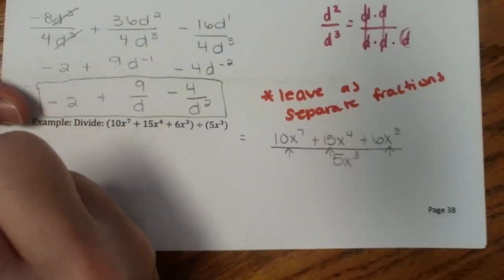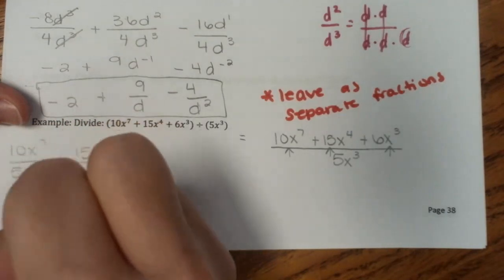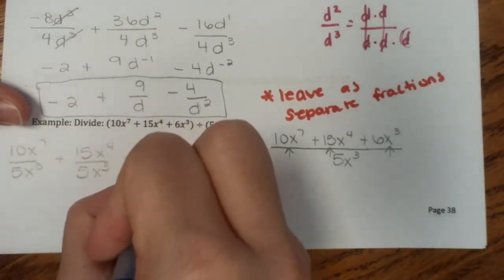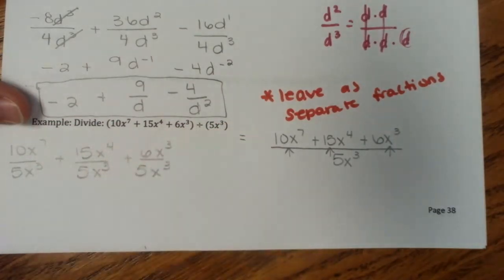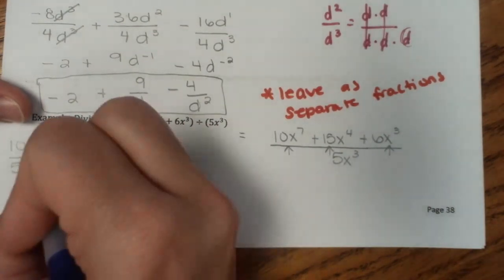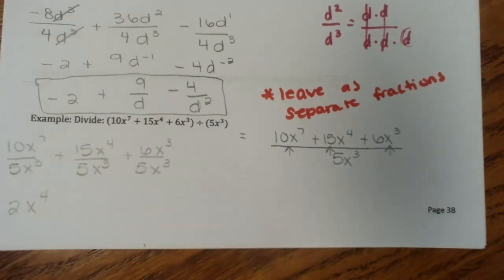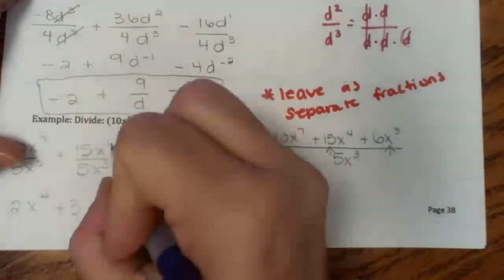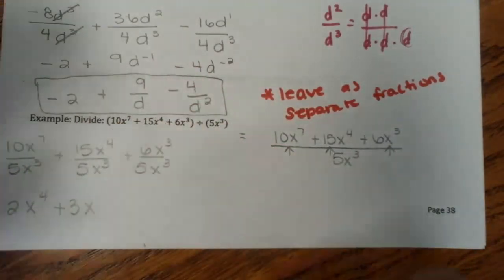10x to the 7th divided by 5x cubed plus 15x to the 4th divided by 5x cubed plus 6x cubed divided by 5x cubed. So now whenever we simplify, 10 divided by 5 is positive 2. I have 7 x's, I'm taking away 3 of them. That means 4 are left over, so x to the 4th power. 15 divided by 5 is positive 3. I have 4 x's, I'm taking away 3 of them. That means 1 x is left over.